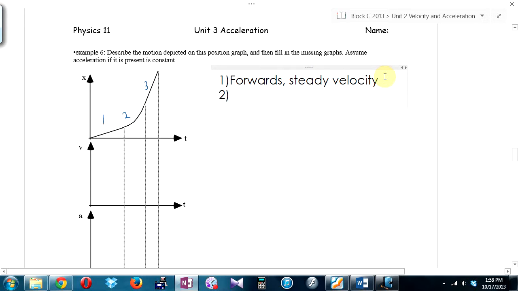What about interval 2? Direction. Forwards. What can you tell me about its speed? Changing, increasing, decreasing, staying the same? Increasing. Why increasing? You're right. Because the slope's steeper. Ah, the slope is getting steeper. So what's the fancy word for increasing speed?